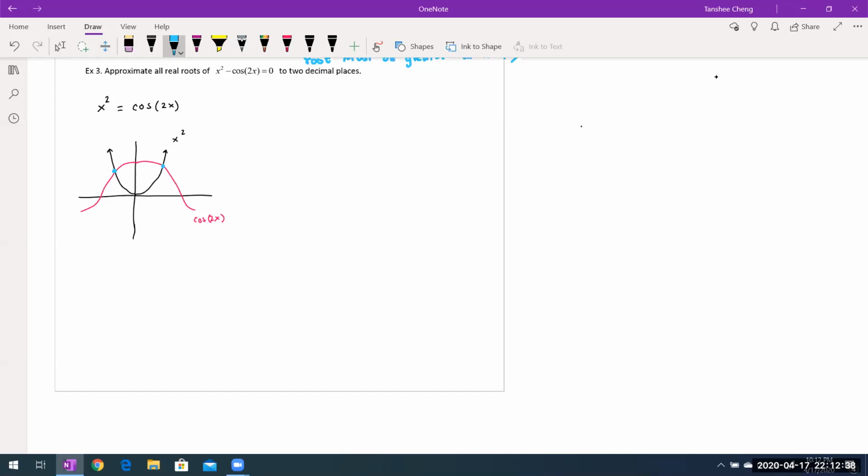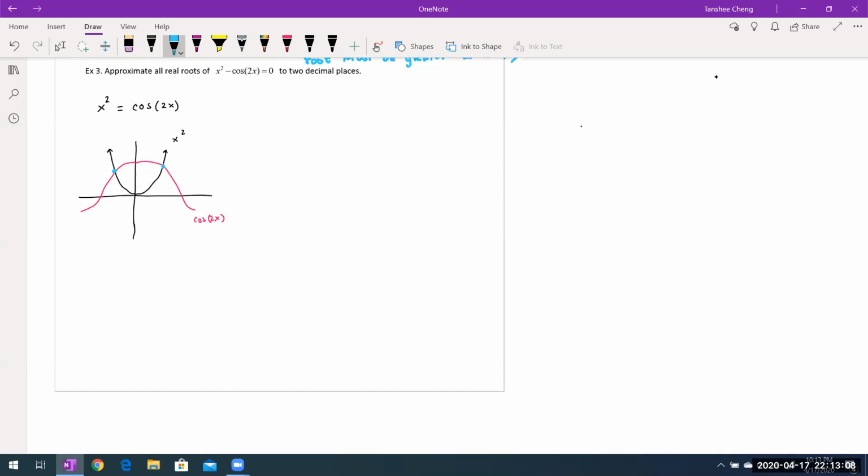So what we can do is use Newton's method to approximate what the real roots are going to be. So how many real roots are we going to have? The way that we can think about it is looking at this equation as adding cosine 2x to both sides, that means x squared equals cosine 2x. That means when the x squared value and cosine 2x values are the same, when you subtract each other, it will become 0, which is the solutions of the equation.